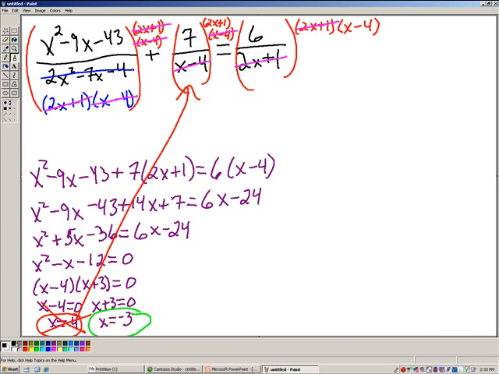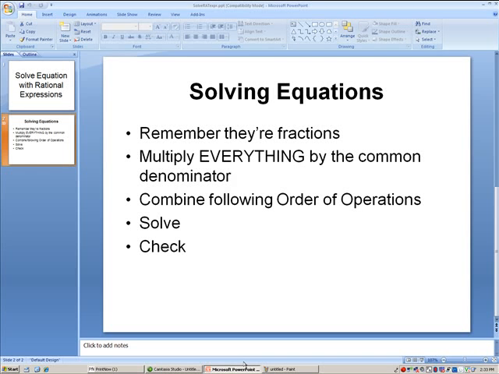It's just that simple. So looking at the steps again, they're fractions. Multiply everything by the common denominator. Combine following order of operations, solve it, and check it.